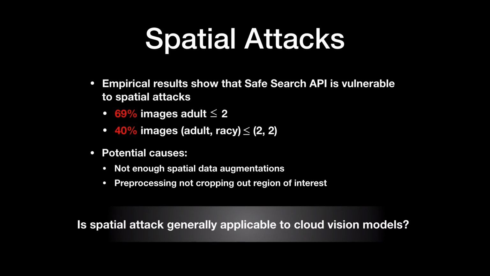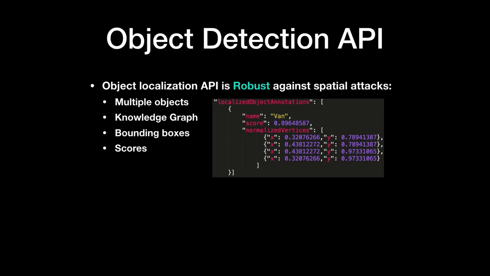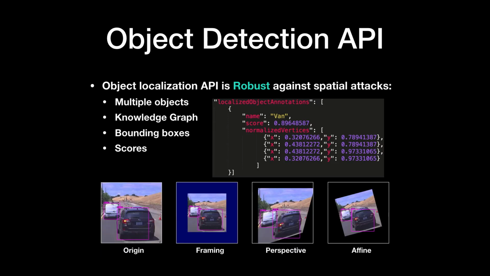So here we have another question: is this simple spatial attack generally applicable to all the rest of the cloud-based vision models? The answer is no, because we ran a test against the object detection API, and it turns out that the object detection API is really robust against such a simple spatial attack. As we can see from the images down below, the leftmost image is the original one, and the right three images are the ones we applied the transformations to. Once we feed those images into the object detection API, it correctly draws the bounding boxes around the two vehicles. So no matter how we run the transformation, the object detection API is very robust against it.